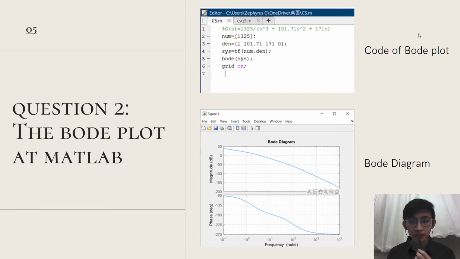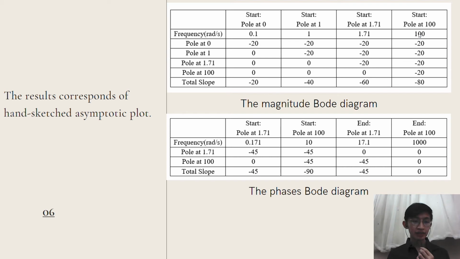In the below diagram, they show the Bode diagram. In the diagram, there is a magnitude diagram and a phase diagram of the system. In this slide, they show the result corresponding to the hand-sketched asymptotic plot. In the upper table, they show the magnitude plot diagram.